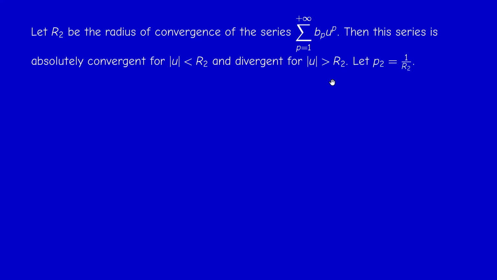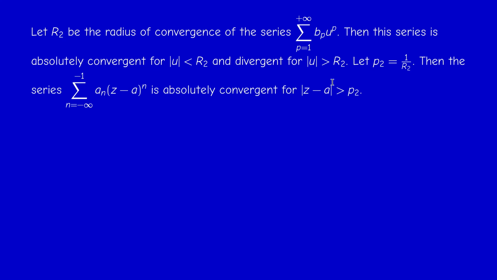Therefore, if I let P2 be the inverse of this radius, then the singular part is absolutely convergent if I replace u by 1 over z minus a. This is equivalent to saying 1 over z minus a in modulus is less than R2, or if you invert, z minus a in modulus is bigger than 1 over R2, which is P2. So we have absolute convergence outside the disk of center a and radius P2.